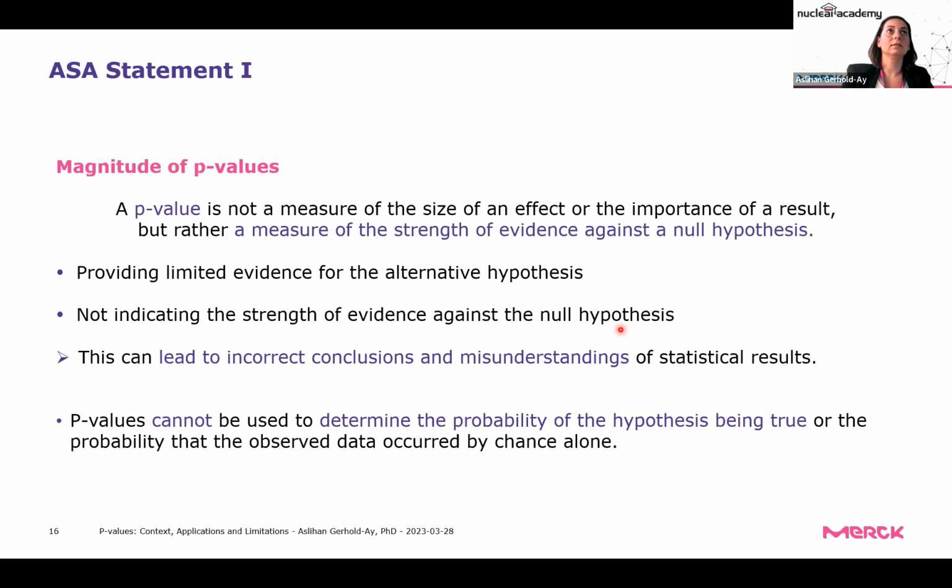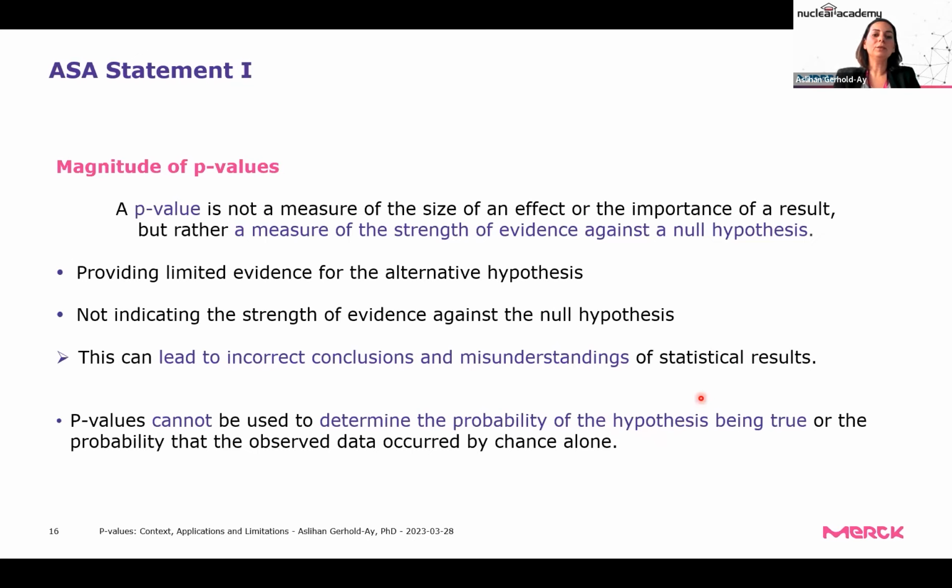The first statement is about the magnitude of the p-values. Again, a p-value is not a measure of the size of an effect or the importance of a result, but rather a measure of the strength of evidence against the null hypothesis. This is something we definitely need to understand. A p-value provides limited evidence for the alternative hypothesis. Such things can lead to incorrect conclusions and misunderstandings of statistical results.